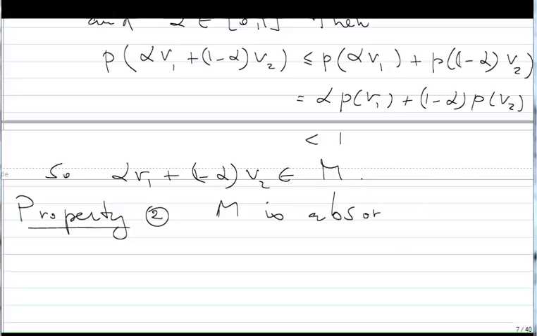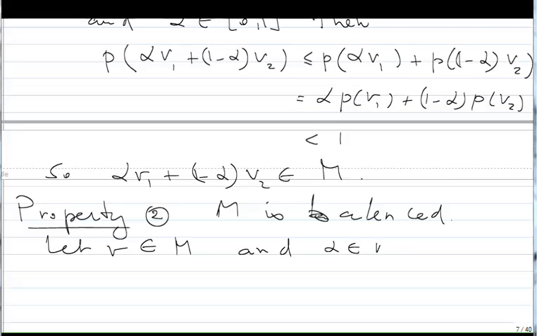Sorry, not absorbent. This will be property number 3, I guess. Is balanced. In other words, let v belong to M, so we have a vector in M, and alpha in R such that the absolute value of alpha is less or equal than 1.